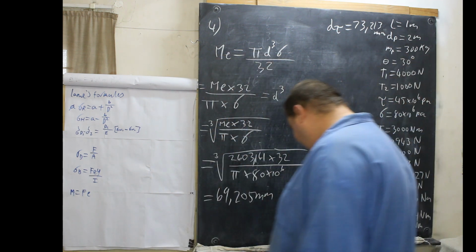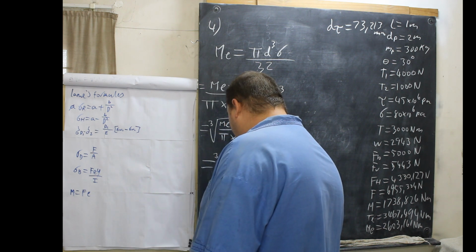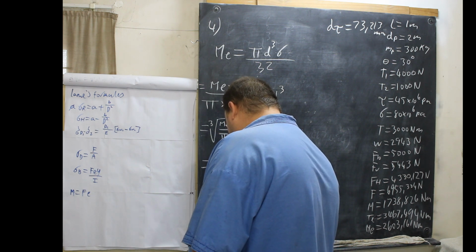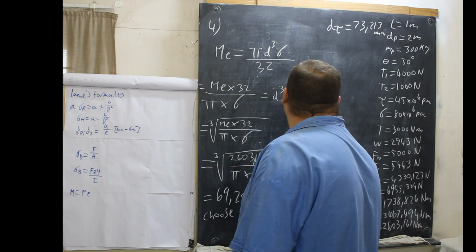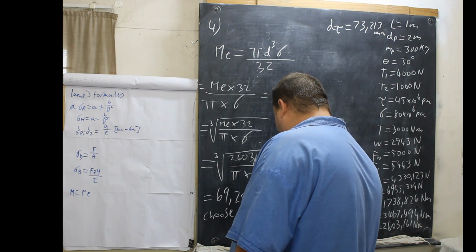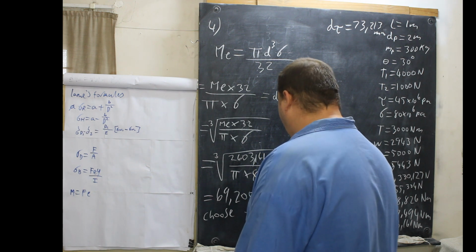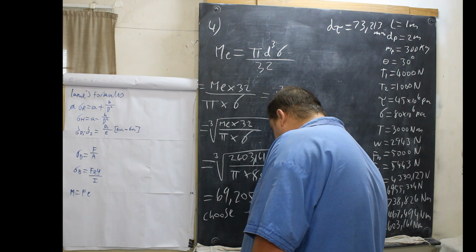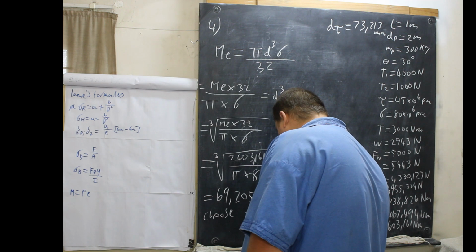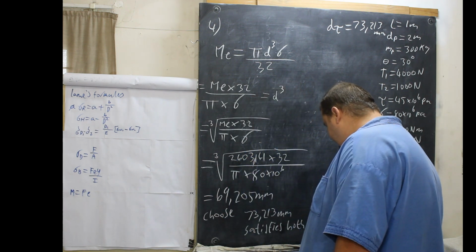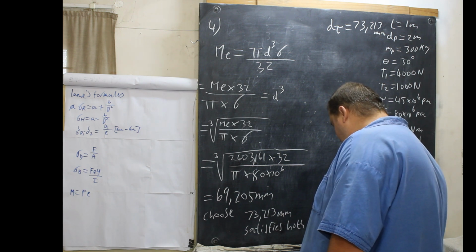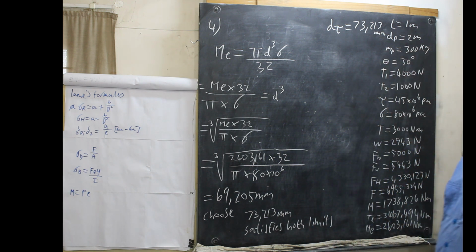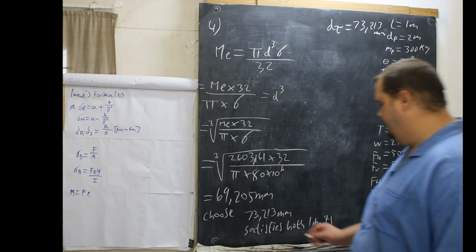Now the diameter that we choose is 73,213 millimeters, because it satisfies both limits, and that is the whole answer.